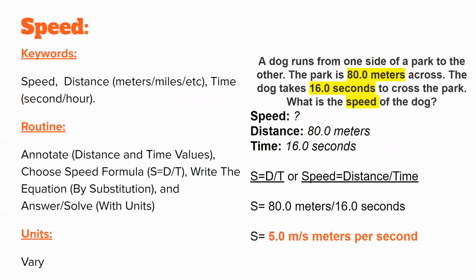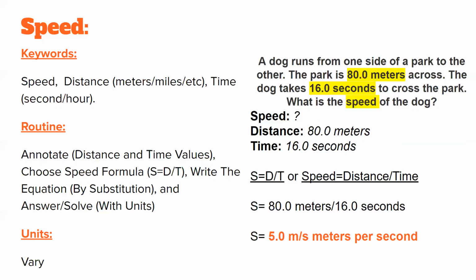Now we're on speed. So let's talk keywords for speed. Obviously speed, because that's going to be something we're looking for in the question. Distance, which is usually measured in meters, miles. It could even be feet, etc. Time is usually seconds or hours.